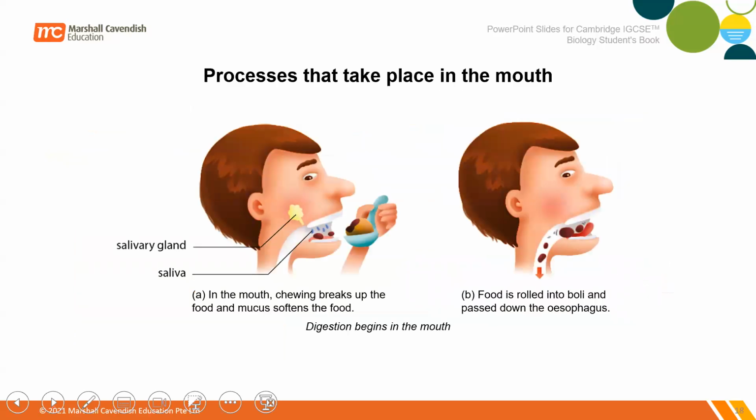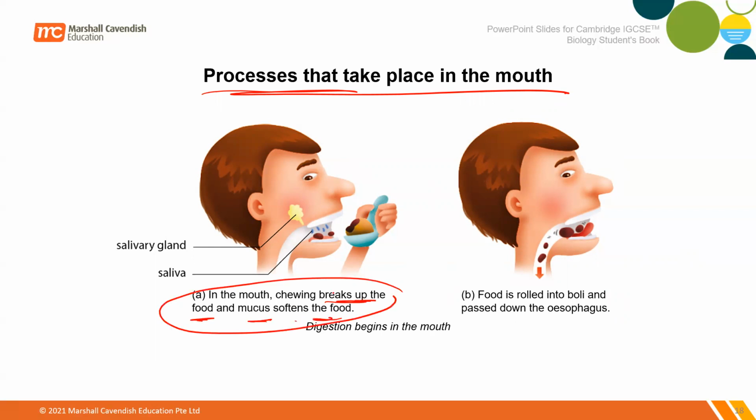So this is the process that takes place in the mouth. The physical or mechanical digestion and chemical digestion start in the mouth as well. Okay? So chewing breaks up the food and mucus softens the food. All of this is physical or mechanical digestion.